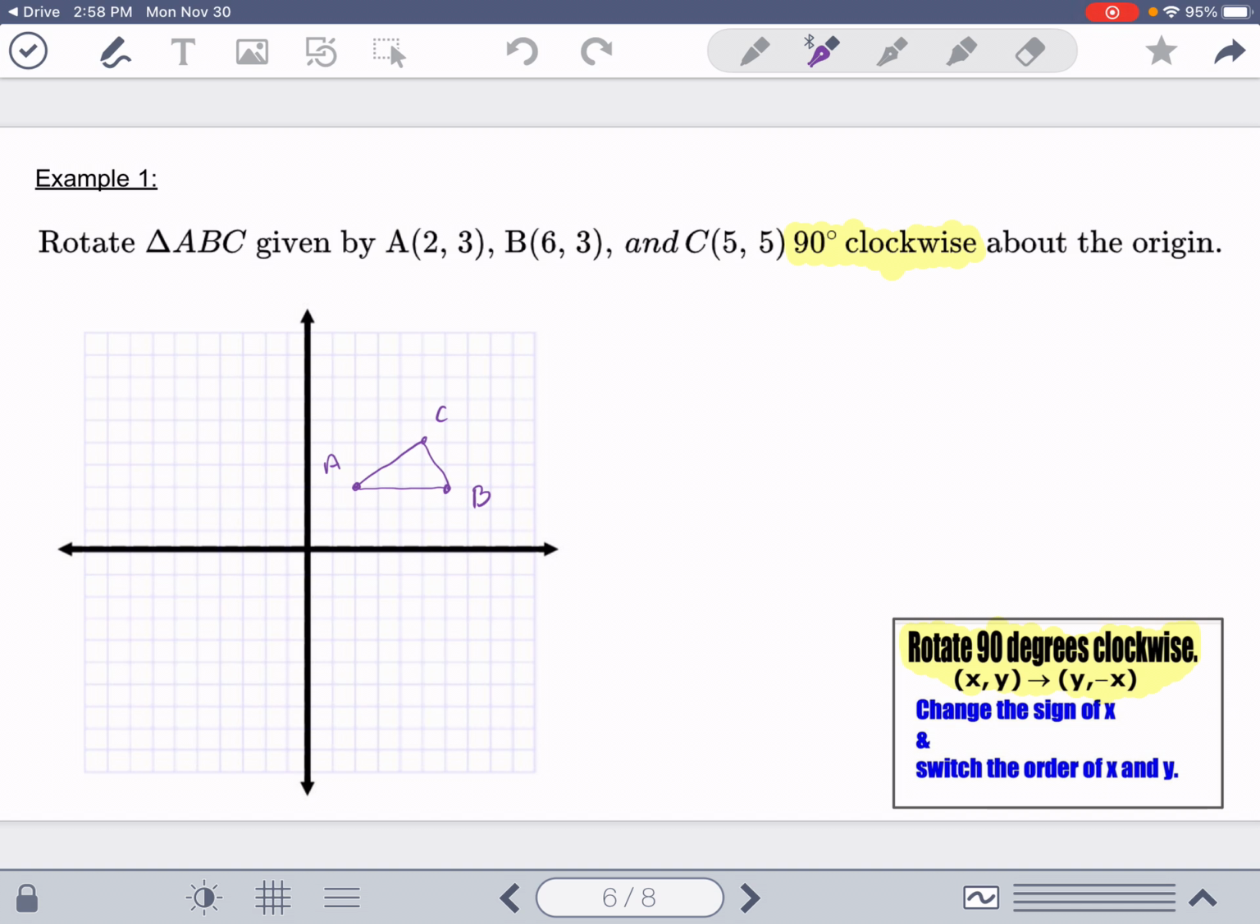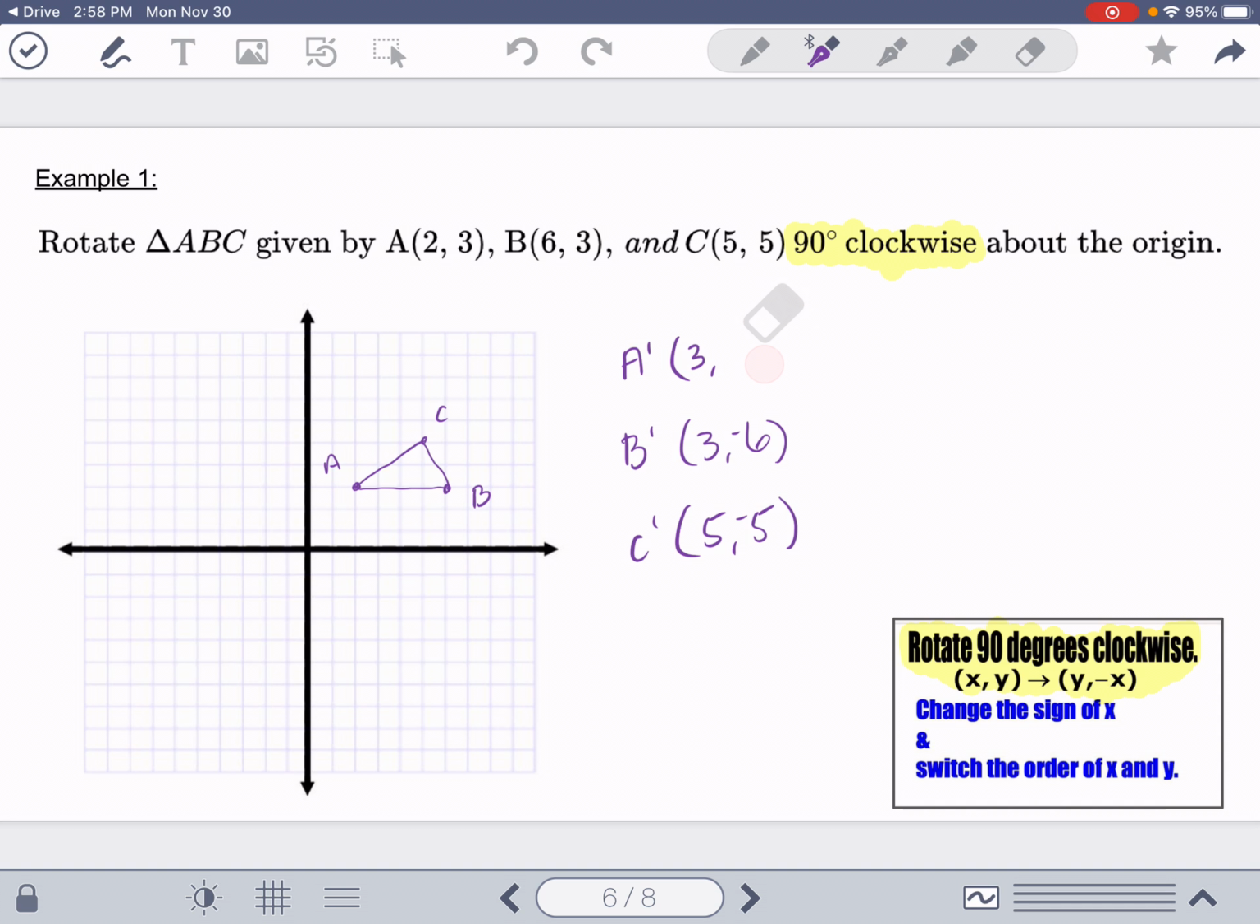There we go. So that's my pre-image. For my image, I switch the order. So A would be (3, 2), and then I change the sign of that X, so that would become a negative. My B prime, I'm going to change the order, and then make what was the X negative. C prime, change the order, make the X negative.